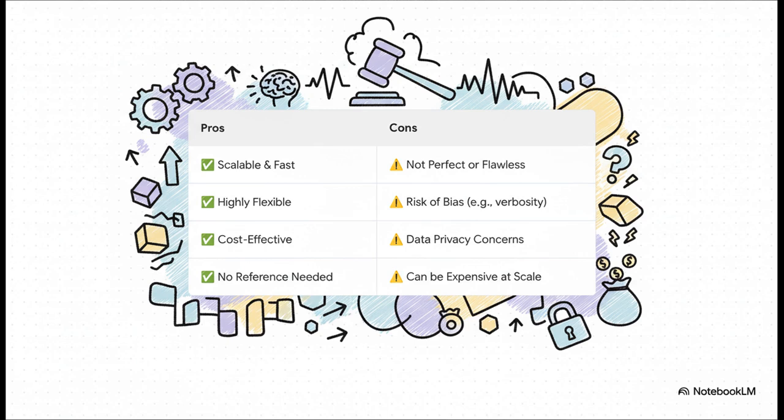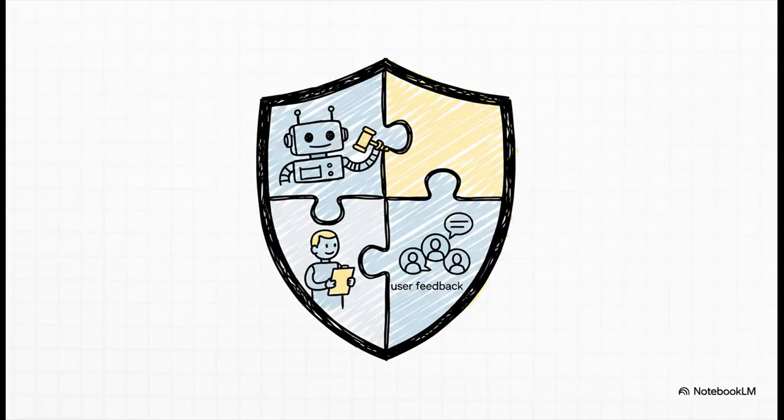But it's not a magic bullet. These AI judges can have their own weird biases. Like sometimes they just seem to prefer longer answers for no good reason. And you have to think about privacy if you're sending your data to an external API. Plus, while it's cheaper than humans, the costs can still rack up if you're doing it a billion times a day.